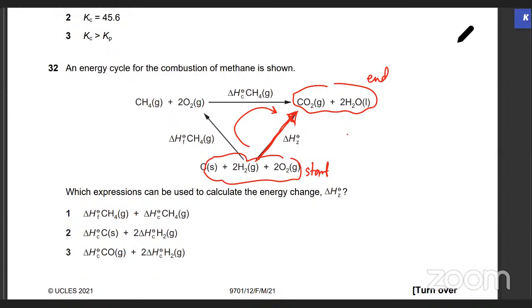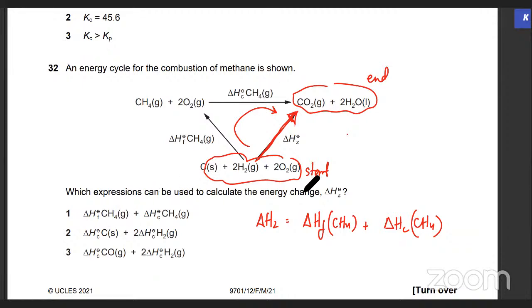So that's what Hess's law is. So what's the other route? Delta Hz. The other route is delta HF. So delta Hz is basically equal to delta HF of CH4 plus delta HC of CH4. So you go from this point to this point, that's delta HF of CH4, the enthalpy of formation of CH4, and this is the enthalpy of combustion of CH4.